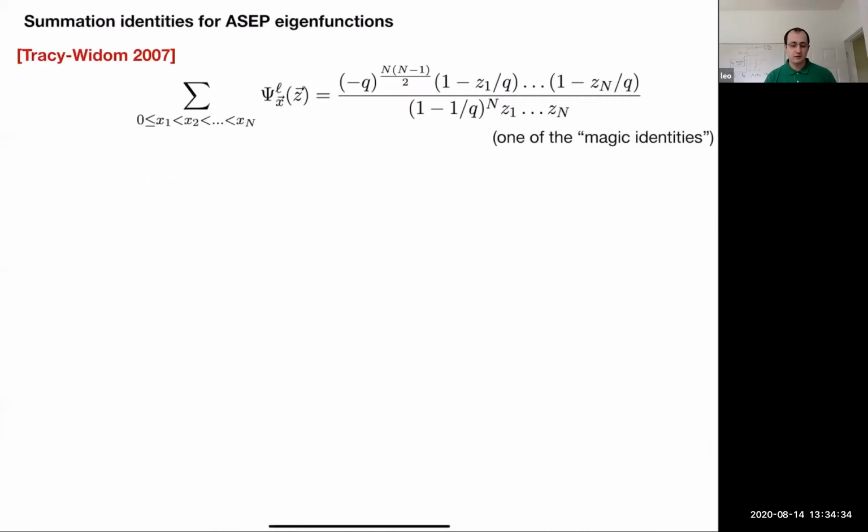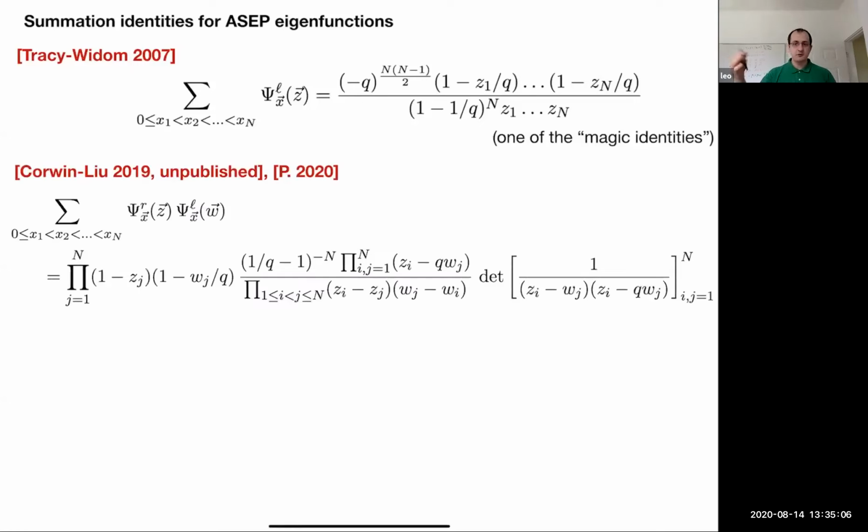One of the formulas is the summation identity for eigenfunctions, where you take one of the p's and sum over all possible x's, and then you get an explicit product formula. This is one of the magic identities. I'm sure this identity can be traced to the Littlewood identity for spin Hall-Littlewood functions, which exists, but I haven't written it down.